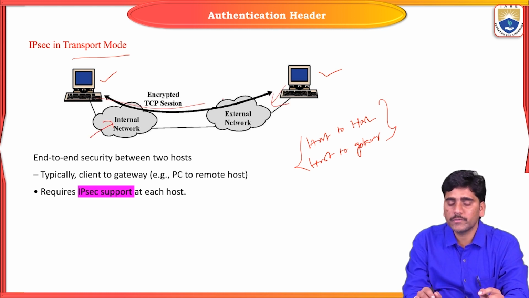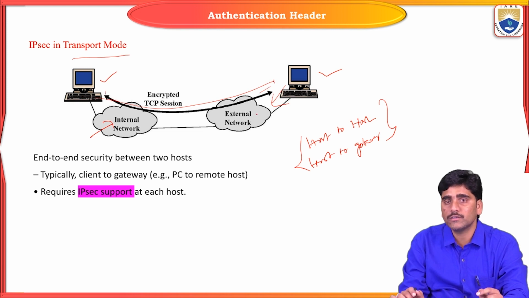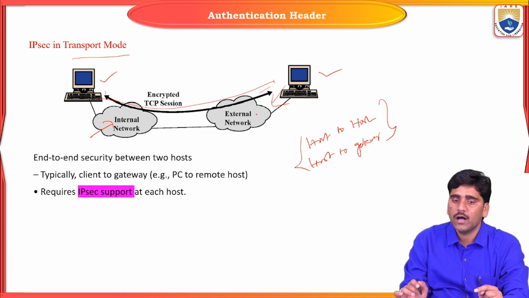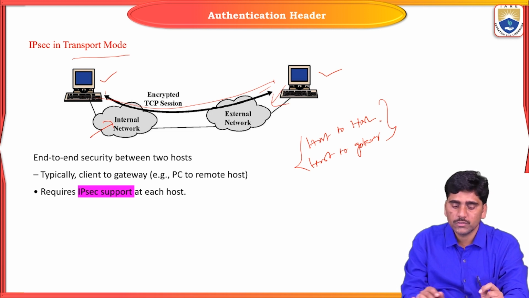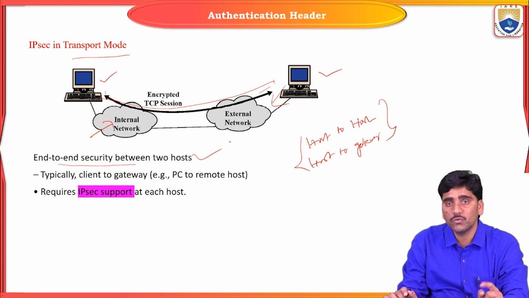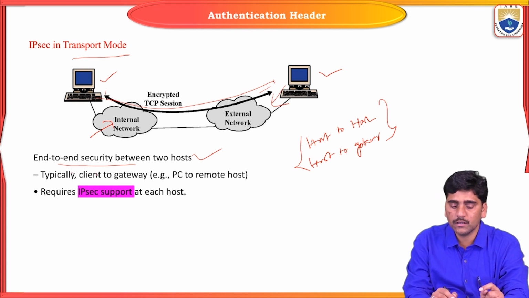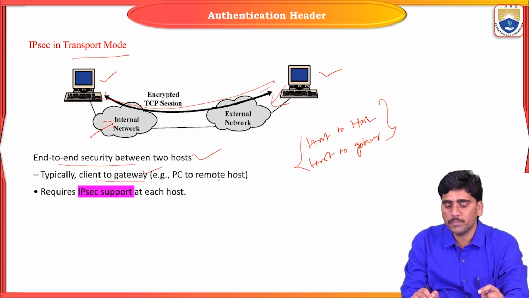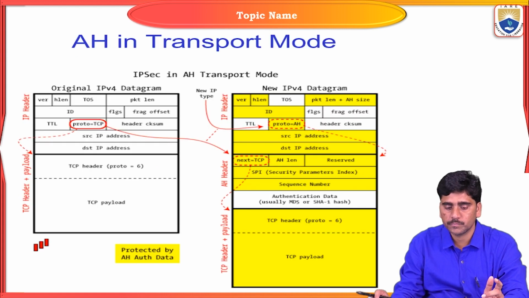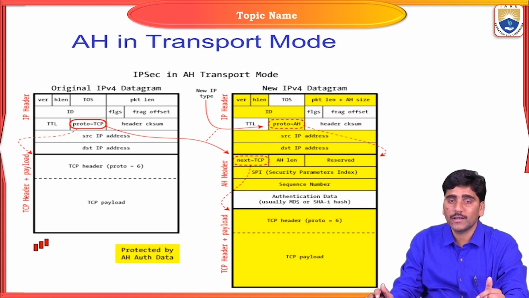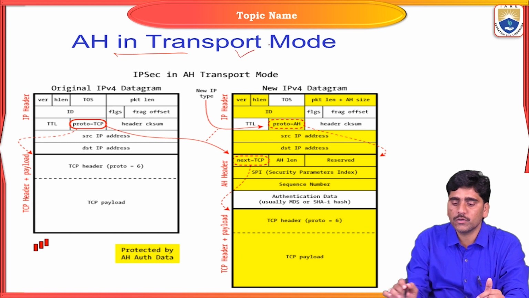So the encrypted TCP sessions are allowed to connect the first host and the second host. Here there is end-to-end security between two hosts. Typically client to gateway, for example PC to remote host, and it requires IPsec support at each host also.